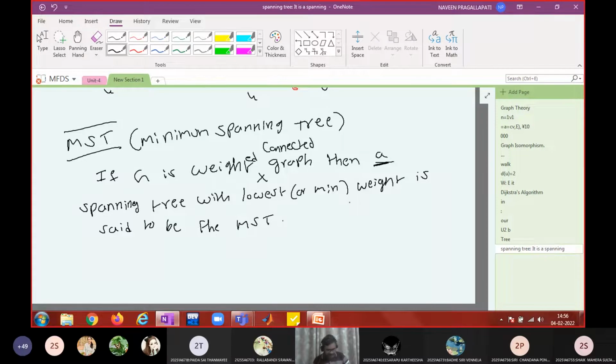There are different algorithms to find out the minimum spanning tree. Popular algorithms are Prim's algorithm, and the other one is called Kruskal's algorithm. One is called Kruskal's algorithm, the other one is called Prim's algorithm.